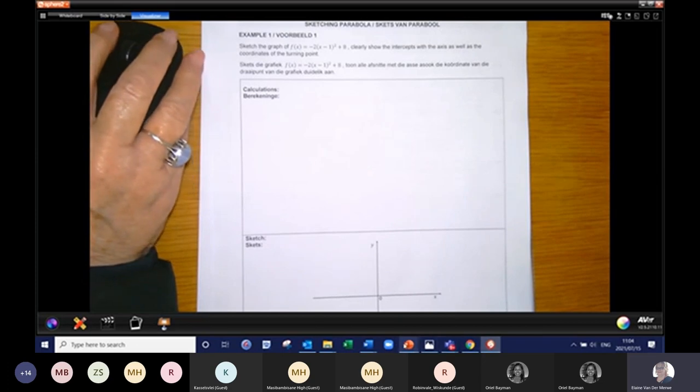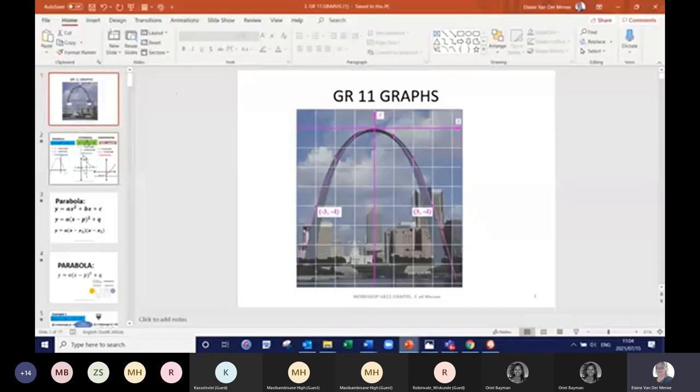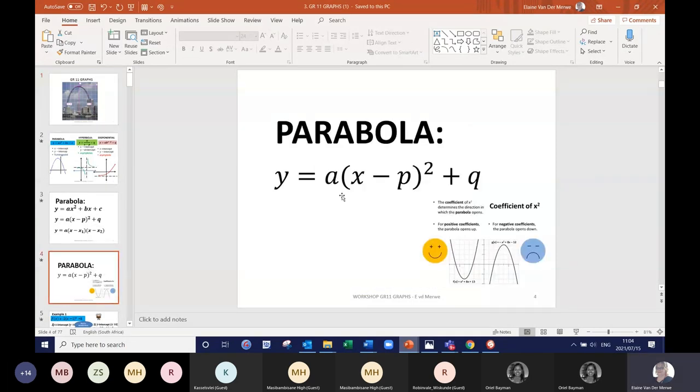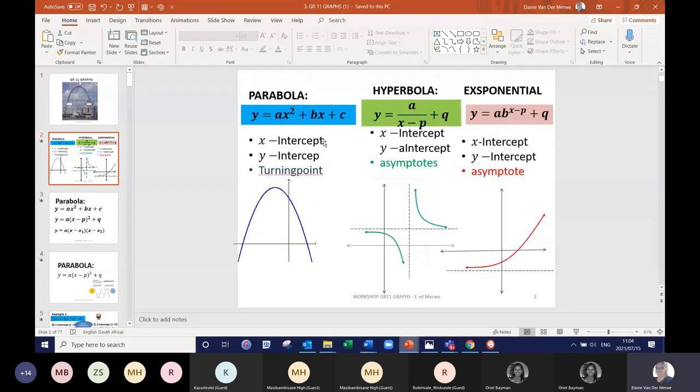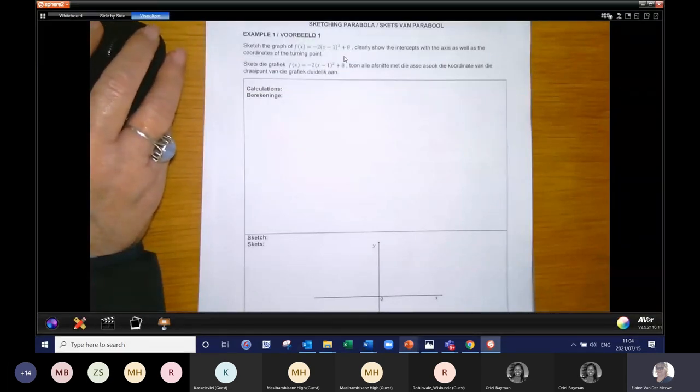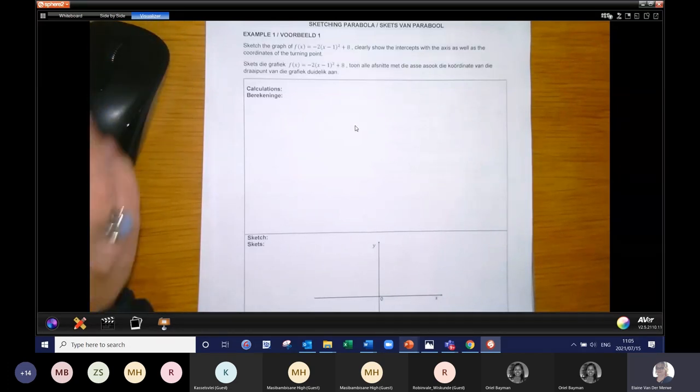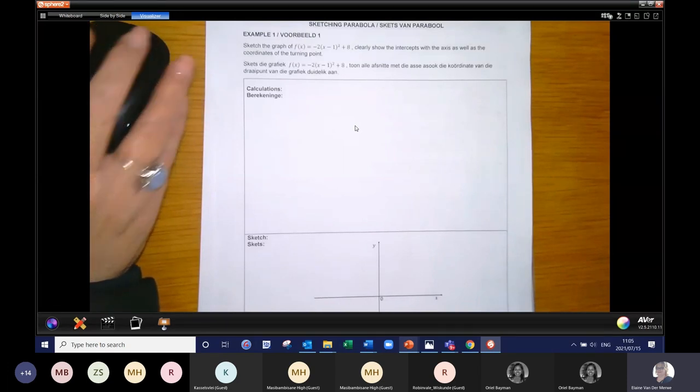And I will just quickly remind you that this is the turning point formula. So, of course, if we have this, you can see the turning point. If there's a -1, the turning point will be 1. If there's an 8, there's an 8. But for the x and y intercepts, for the x intercept, y is equal to 0. And for the y intercept, of course, x is equal to 0. And then we need to work out the turning point, which in this form we can see. So I'm giving you 5 minutes to just try and sketch this, and then we will discuss the more difficult questions. Right, 5 minutes, start now.